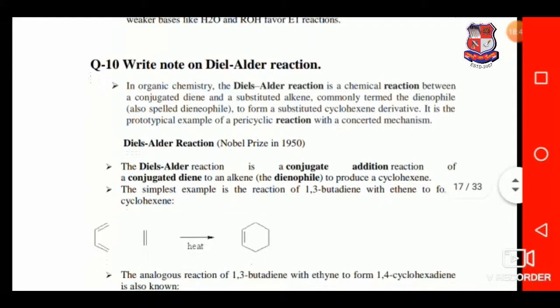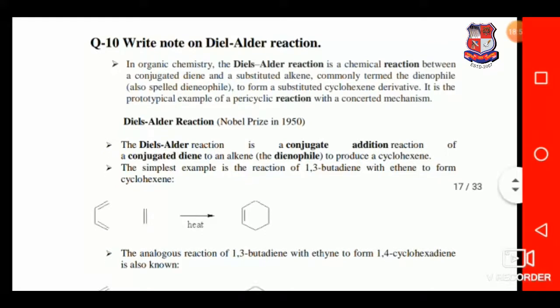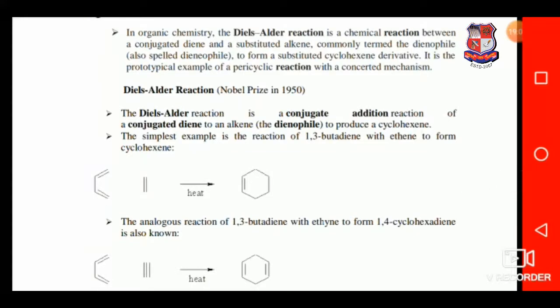Question number 10. Write on Diels-Alder reaction. So in organic chemistry, Diels-Alder reaction is a chemical reaction between a conjugated diene and a substituted alkene. It was first discussed in 1950, and Diels, a chemist, won the Nobel Prize for it.